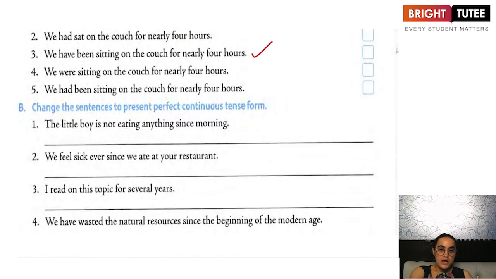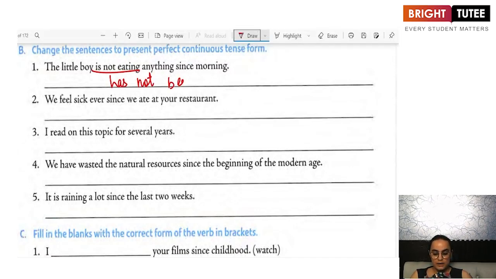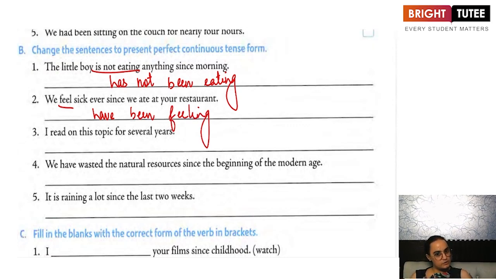Next is, change the sentences to present perfect continuous tense. The little boy is not eating since morning. This changes to, has not been eating since morning. We feel sick ever since we ate at your restaurant. We have been feeling sick ever since we ate at your restaurant.